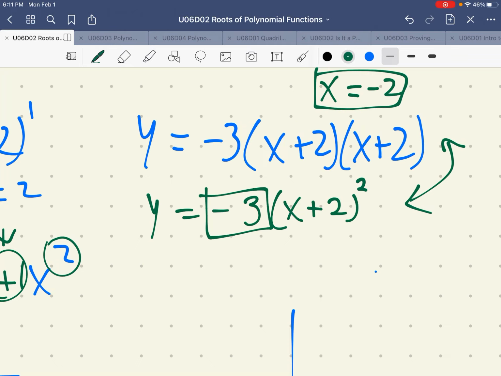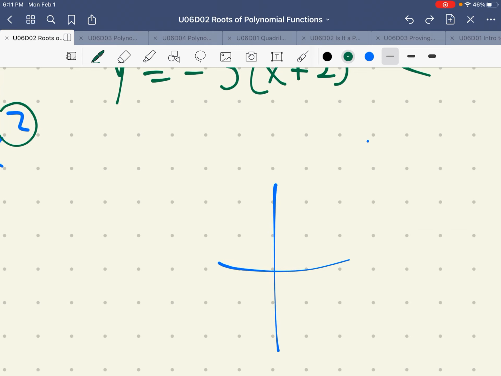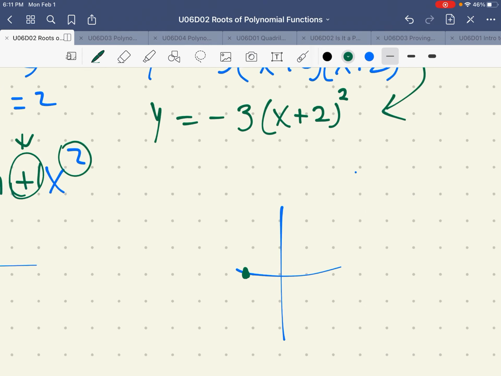The constant term doesn't actually generate a root because there's no x value you can plug into -3 to make -3 equals 0. But we have one root for this graph. Technically we have two roots, but they're repeated. So our root is at -2.